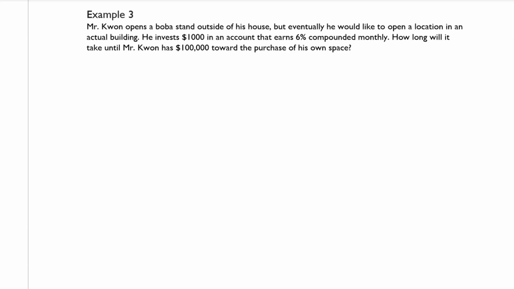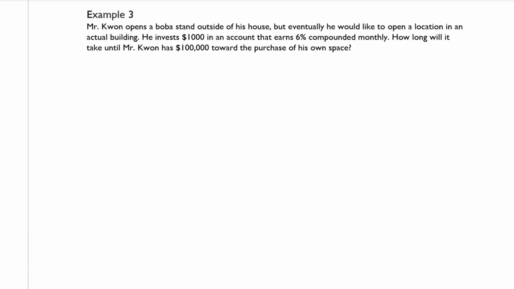Example 3 says Mr. Kwan opens a boba stand outside of his house, but eventually he would like to open a location in an actual building. He invests $1,000 in an account that earns 6% compounded monthly. How long will it take until Mr. Kwan has $100,000 toward the purchase of his own space?